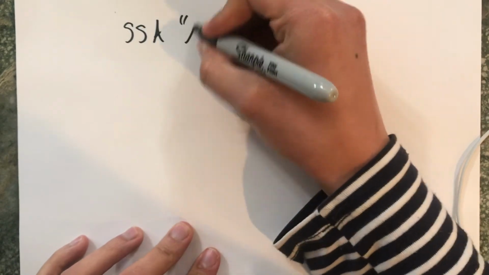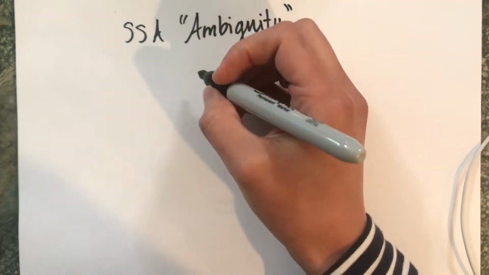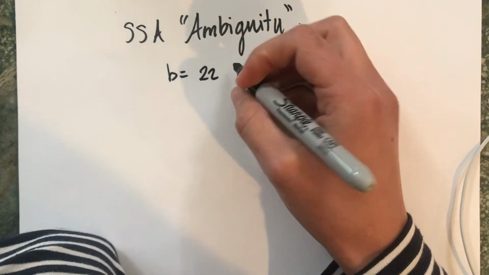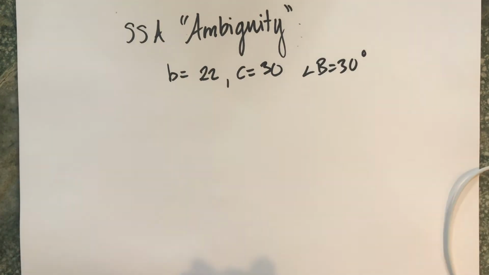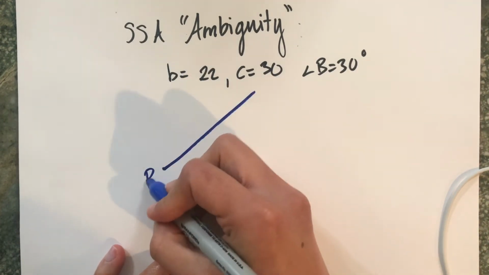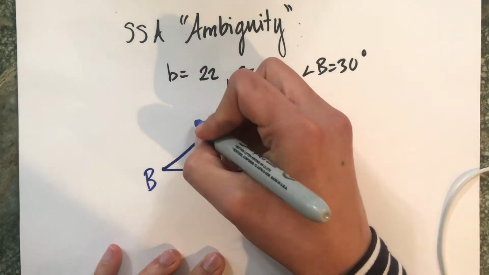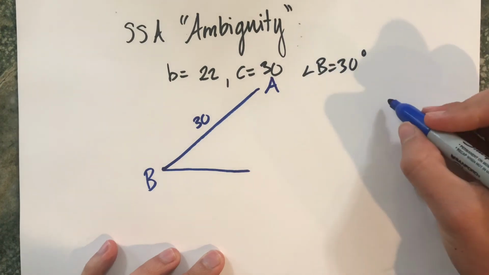We're going to move on to another one where we have the SSA case. Okay, so this is the ambiguity, the ambiguous case. Okay, so we're going to have B equals 22, C equals 30, and then B is equal to 30 degrees. Okay, so if you were to figure this out, you would find that C is greater than B, and then B is greater than C sine B.